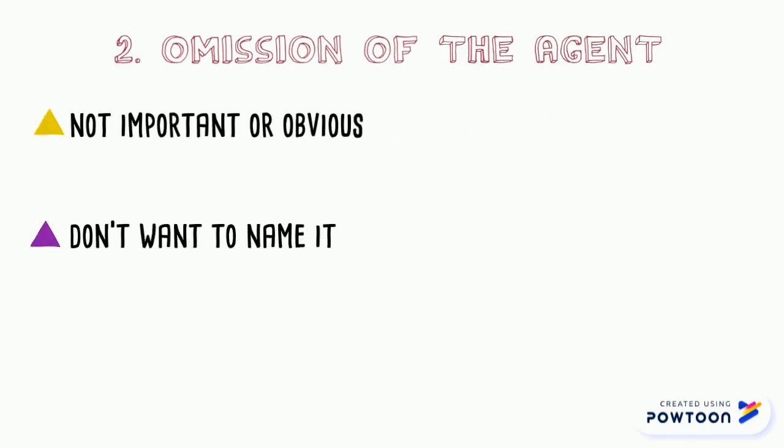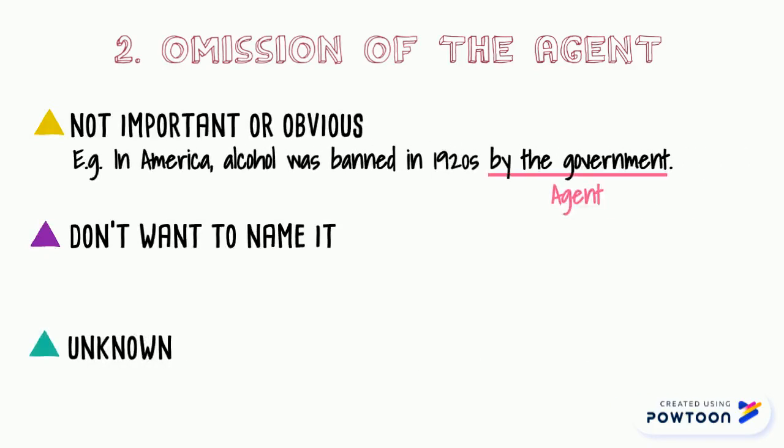In a passive voice sentence, we can often omit the agent when it's not important or obvious, when we don't want to name it, or when it isn't known. For example, in America, alcohol was banned in the 20s by the government. It is obvious that the ones who make rules are the government, so it is not necessary.